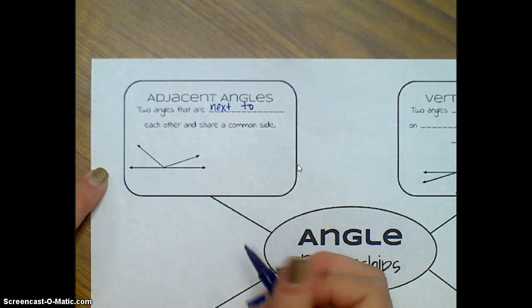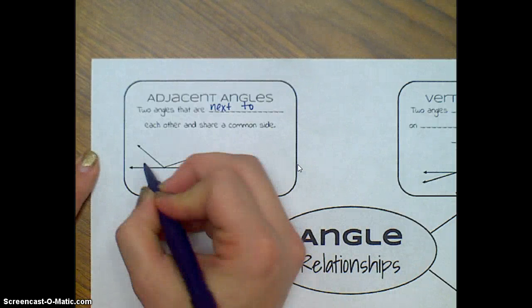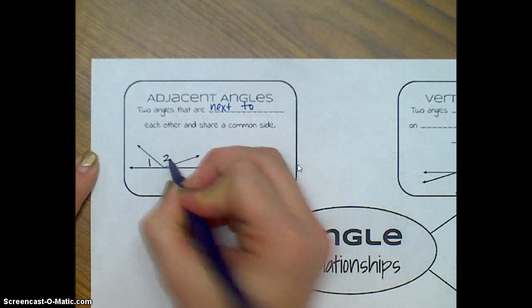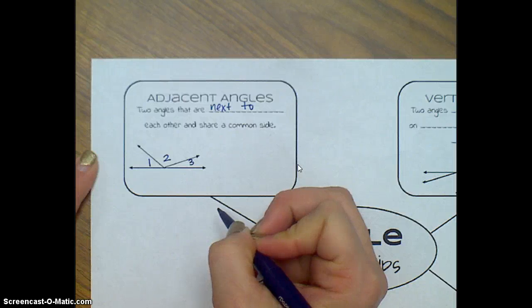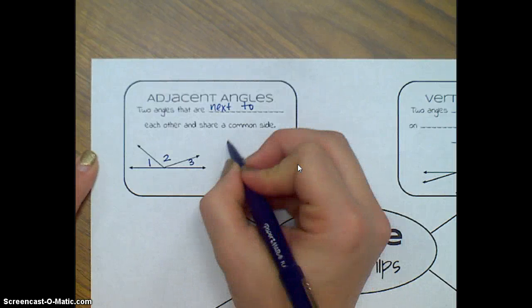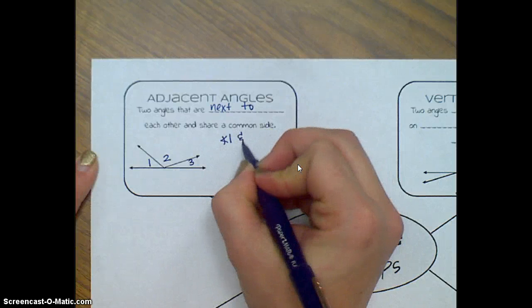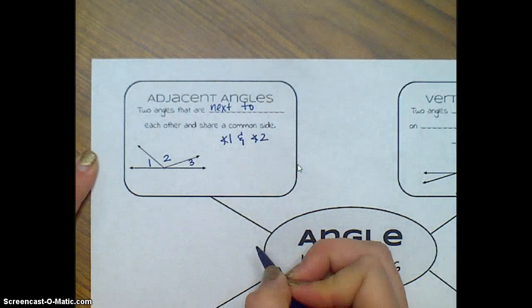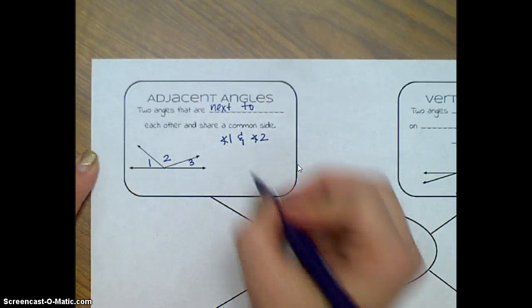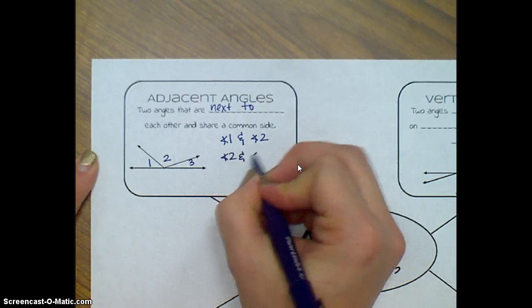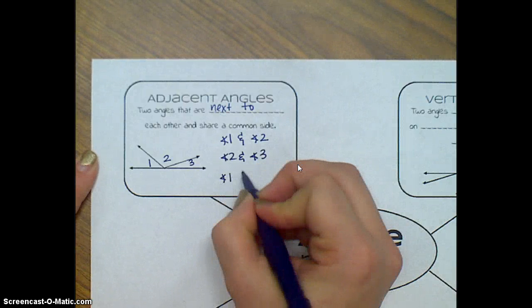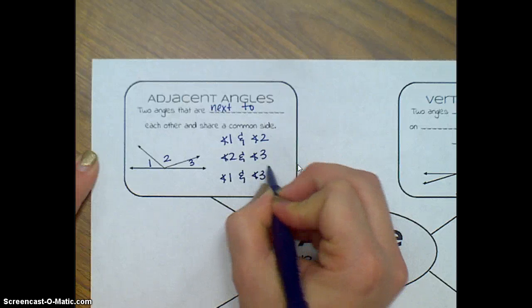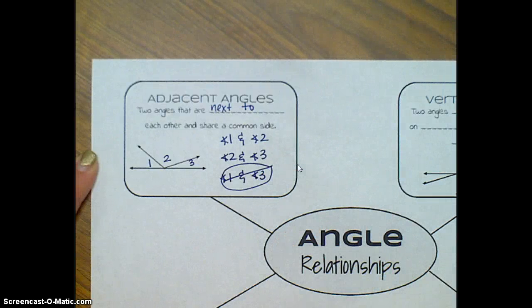So we have this model right here, and I'm going to go ahead and label and name some angles. That is angle 1, that is angle 2, that's angle 3. So the adjacent angles in this model are angles 1 and 2. Another set of adjacent angles are angles 2 and 3. Angles 1 and 3 are not adjacent because they are not next to each other.